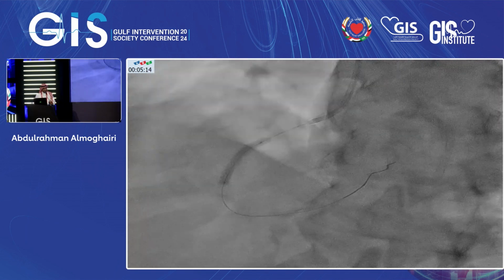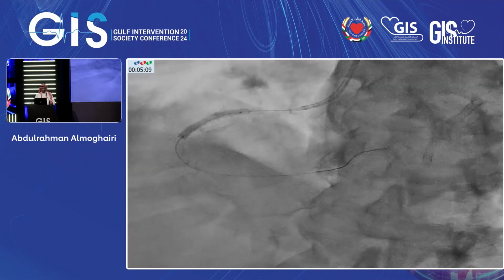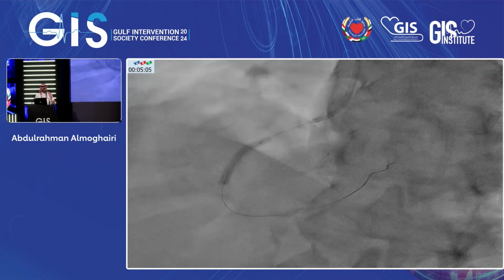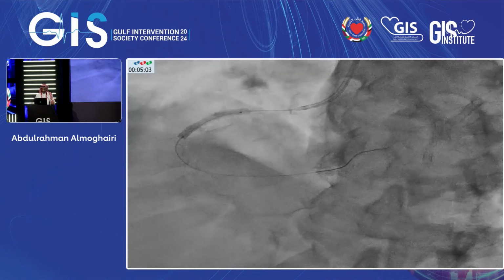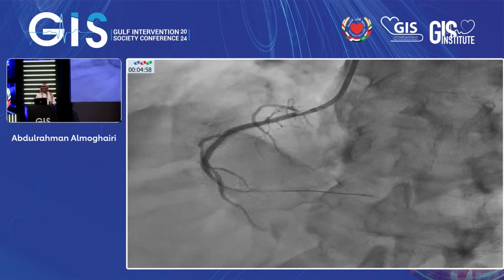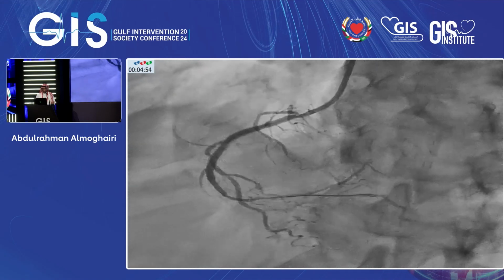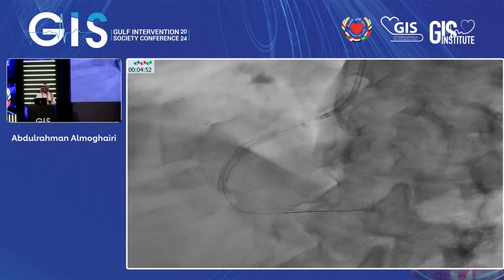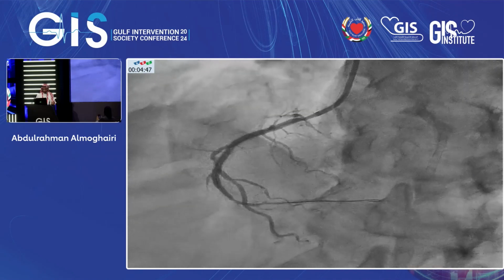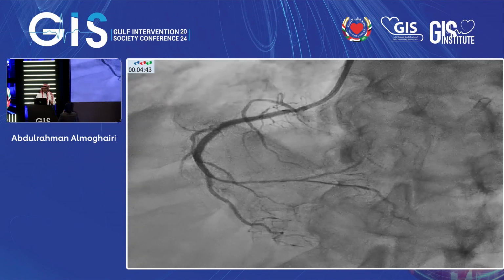So we started with the RCA, and our plan for the RCA is an NC balloon, followed by plus or minus IVL in case we need it, plus the drug-coated balloon. And we achieved a good result with this. In the RCA, as we expected, given the diffuse nature, the vessel is prone to fizzle distally because of the extensive disease, as usual in diabetic patients. So we accepted this result.